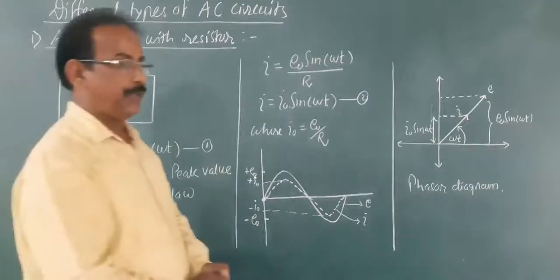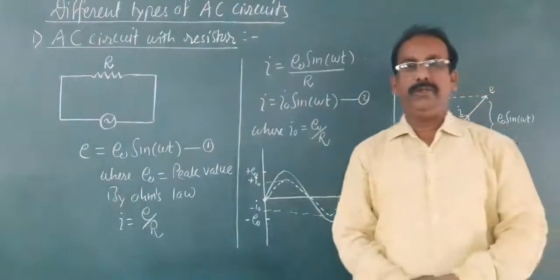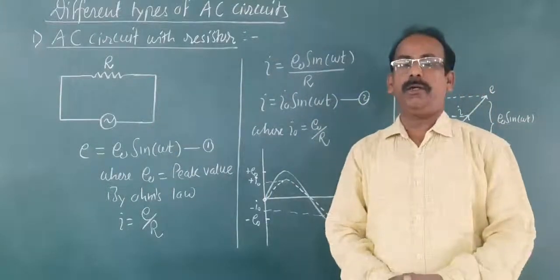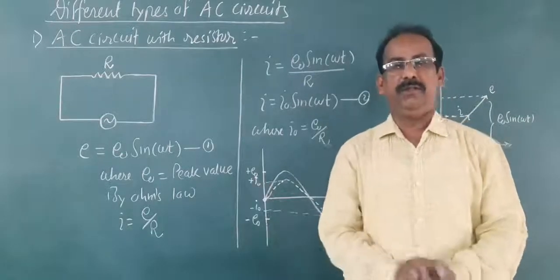This is our first circuit, the pure resistor circuit, an AC circuit with pure resistor. Only a resistor has been taken in this circuit.